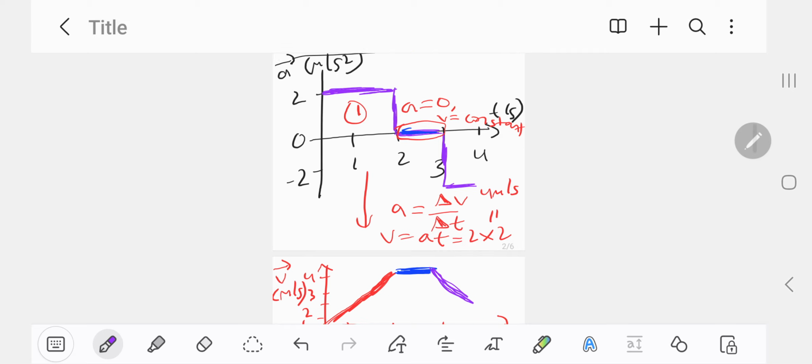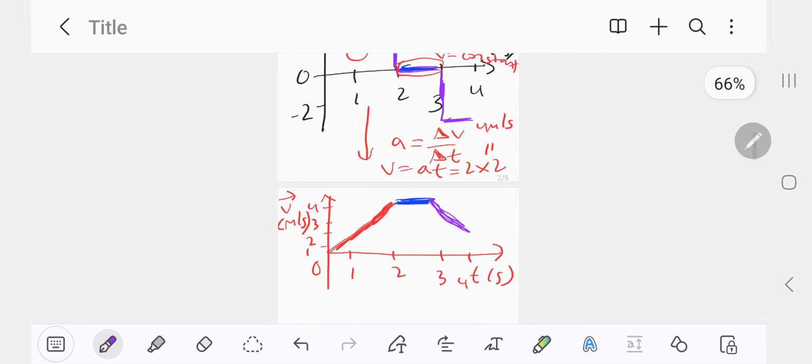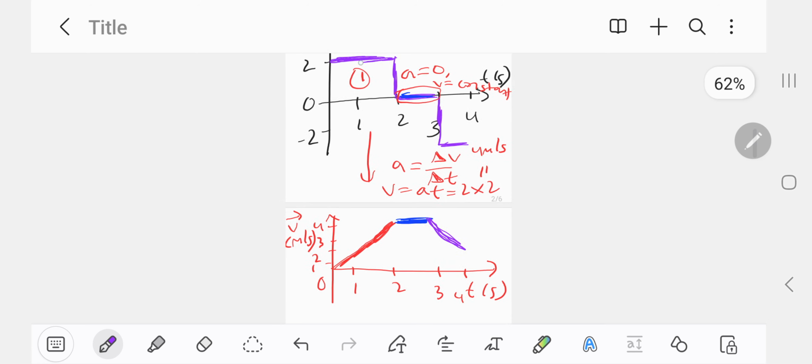And that's how you do it. That's how you go from the acceleration time graph to the velocity time graph, okay? So, going back to summarizing again, in region 1, if you're accelerating at 2 meters per second squared, your velocity is changing. So therefore, it's a straight line with positive gradient going up.